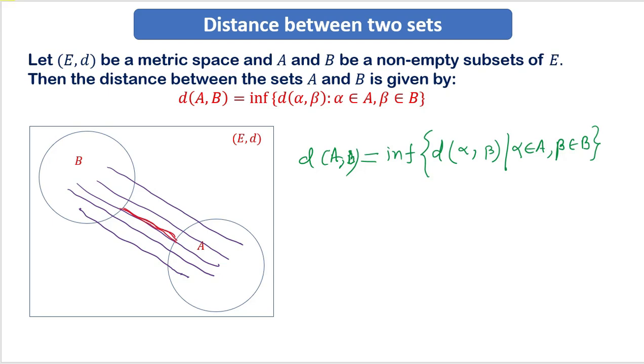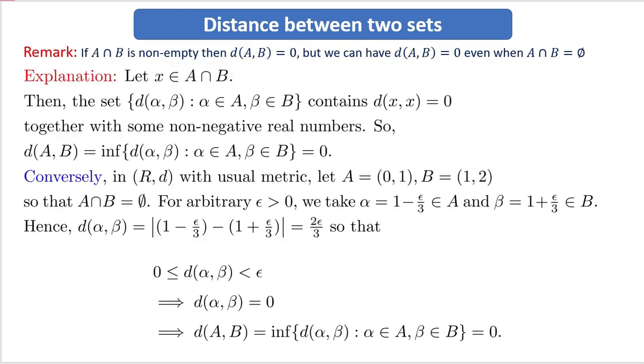And therefore, we have to find DAB like this. Now, for DAB, we can have also a remark. What is that remark? Let us see. Now, on your screen, there is a remark that if A intersection B is non-empty, then DAB is equal to 0. This is very important.